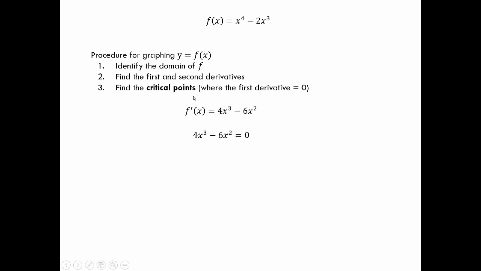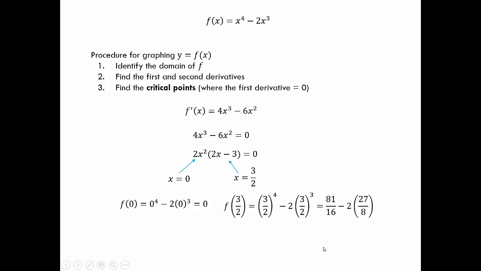Find the critical points, which is where the first derivative equals 0. So set the first derivative equal to 0. Always look to see if you can factor. I can factor out a 2x squared, and then I set both factors equal to 0. So 2x squared equals 0. Solving it, x would equal 0. I want to find my y value, so I plug it back into my original function. 2x minus 3 equals 0. I add 3 to both sides and divide by 2. So I get my critical point, 3 over 2.